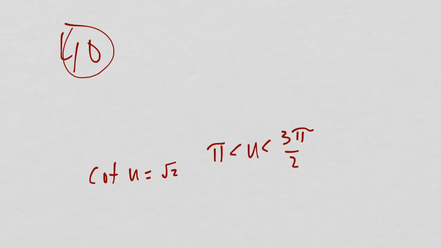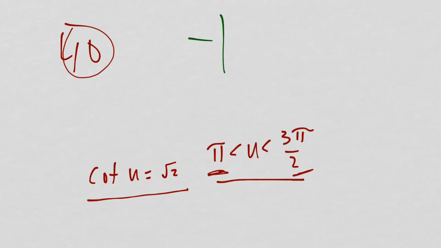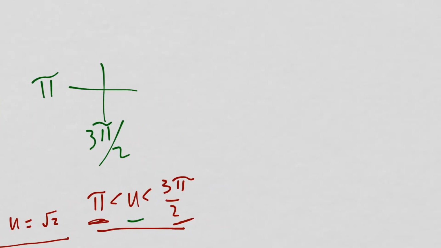Alright class, this is number 40. So it starts off and it tells you that cotangent of u is the square root of 2, and u is between pi and 3 pi over 2. So what quadrant is that? Well, here's pi, here's 3 pi over 2. So if u is between these two, then obviously we must be in the third quadrant.